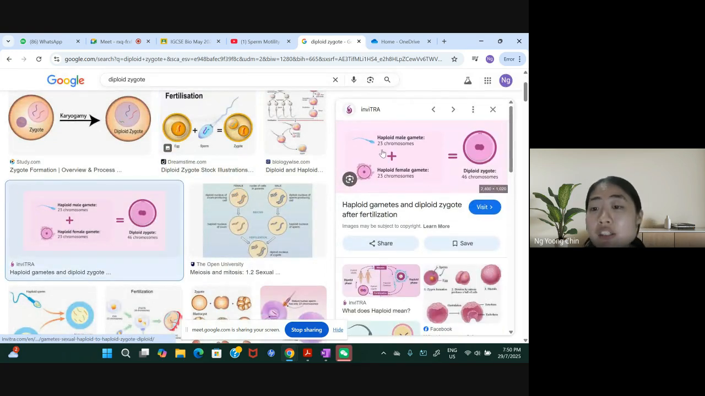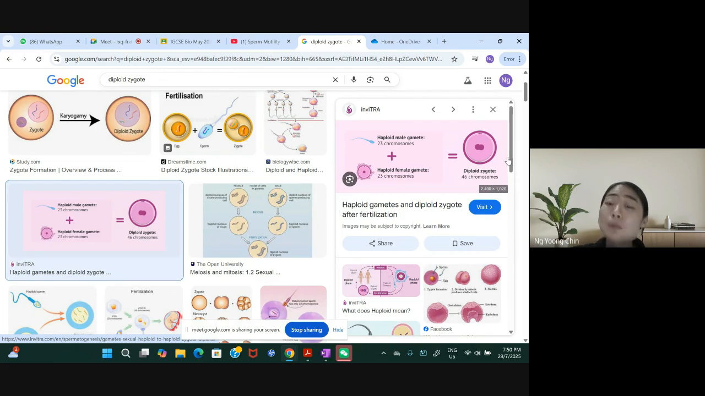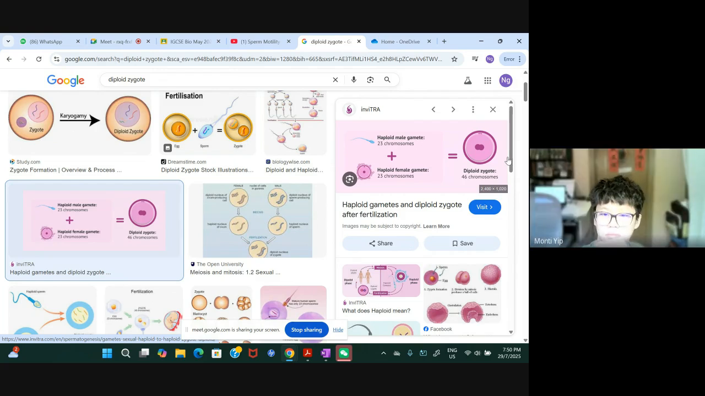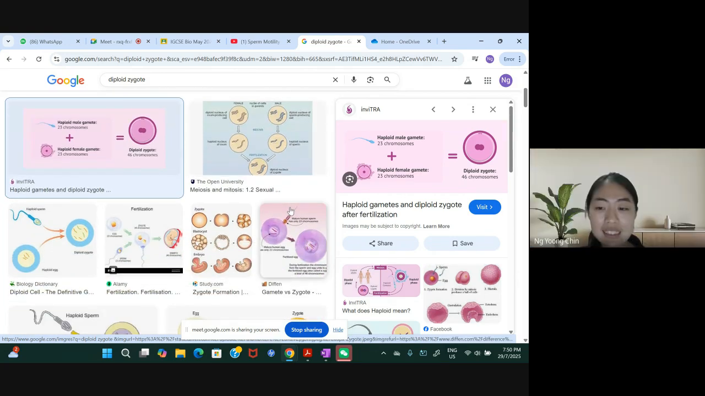See, you have the sperm, right? Sperm which contain half of the chromosome, 23, right? And then you fuse with another female gamete, also containing half of the chromosomes. That's why you form a diploid zygote, which contains a total of 46 chromosomes, which is a single cell. Later, this zygote will undergo cell division. So they will produce a large number of cells. Understand? So this is zygote.